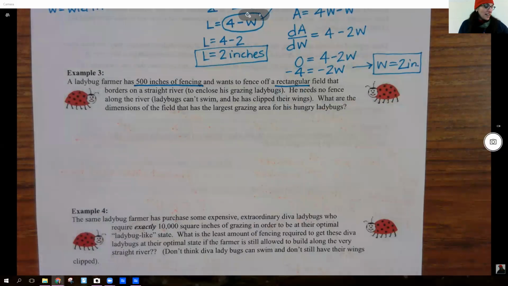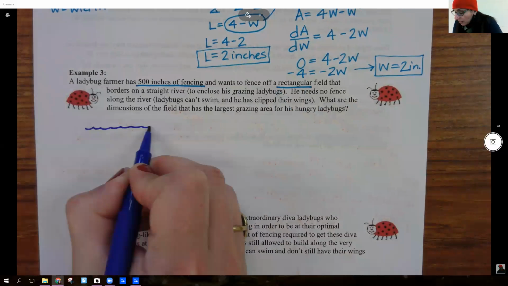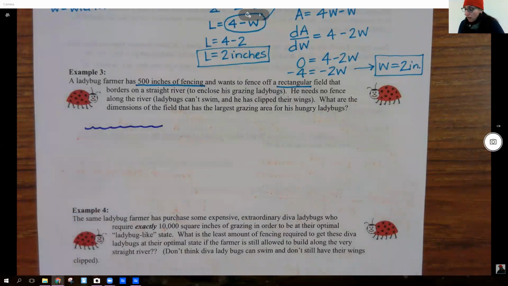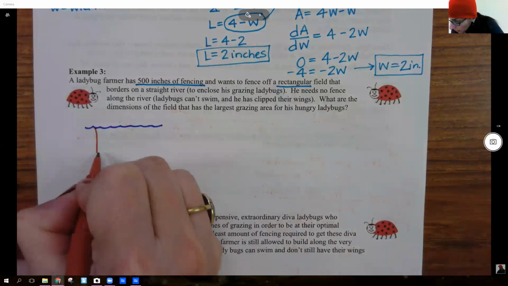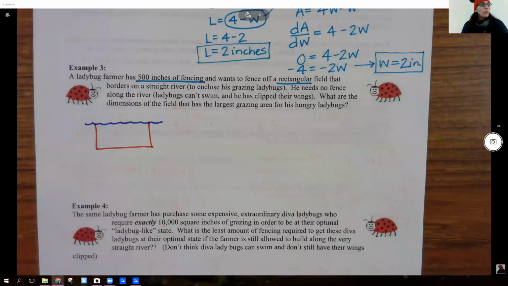All right, so we're fencing in the ladybugs, but on one side, we have a straight river. There's the river. Here's the fence. Now, he doesn't need any fence along the river. Ladybugs can't swim, and that's disgusting, clipped his wings. What are the dimensions of the field that has the largest grazing area for his hungry ladybugs?